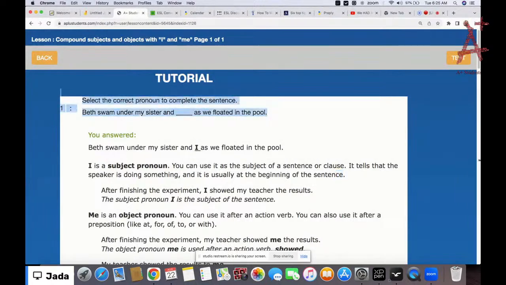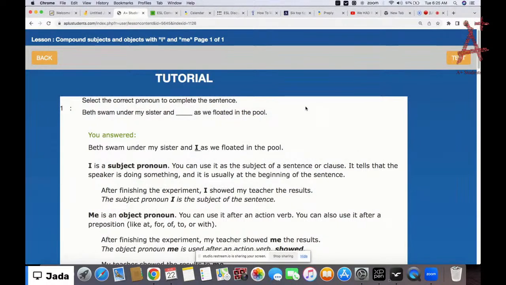Beginning of the sentence. So I used it at the beginning of the sentence. So after finishing the experiment, I showed my teacher the results. So I, subject pronoun is I, and me is an object pronoun. Okay, so we know that me is object pronoun. It can be used after an action verb. You can also use it after a preposition.